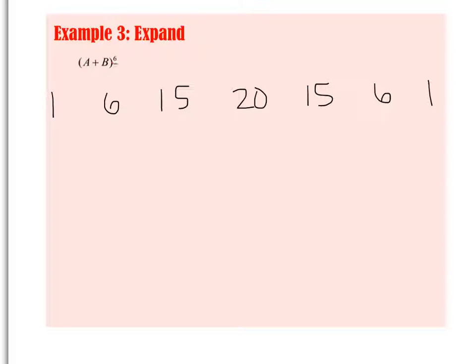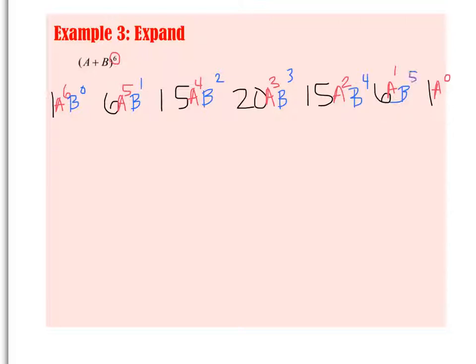We're going to start with the highest power of A, which is A to the 6th, A to the 5th, A to the 4th, A to the 3rd, A squared, A to the 1st, and A to the 0. And we'll do the opposite for the B's. We'll start with 0, then go to 1, then go to 2, etc. Sorry, this is getting super sloppy. But we're going to end with 6.